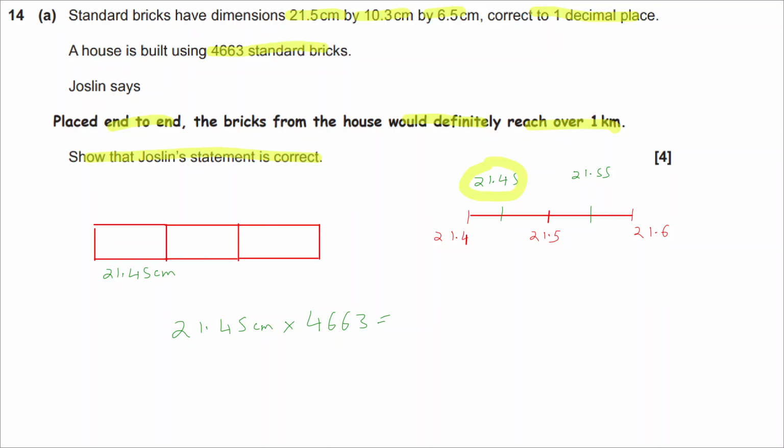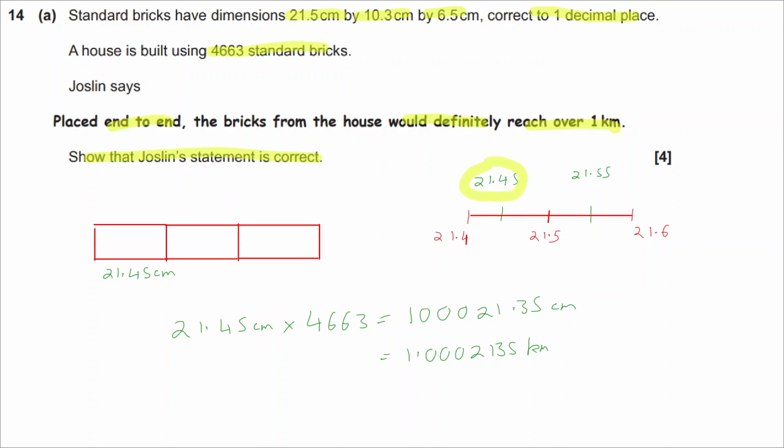21.45 times 4,663, we get 100,013.5... no, that's not even written right. So 1, 0, 0, 0, 1.35. And this is going to be in centimetres. Okay. Now, to get this into kilometres, well, this is going to be just through a little bit of logic here. That must be referring to 1.00135 kilometres.